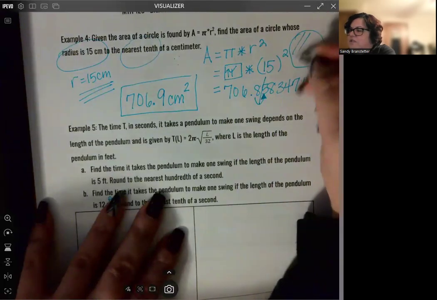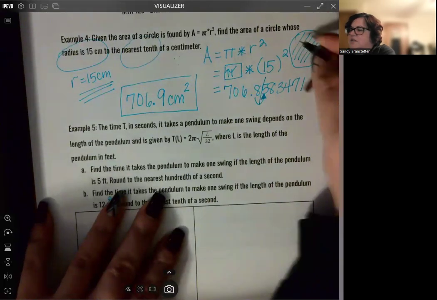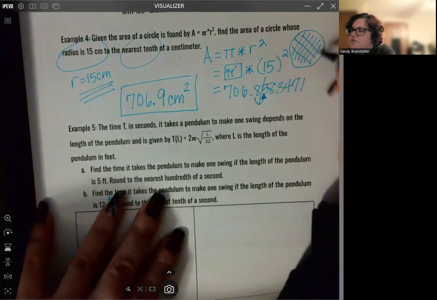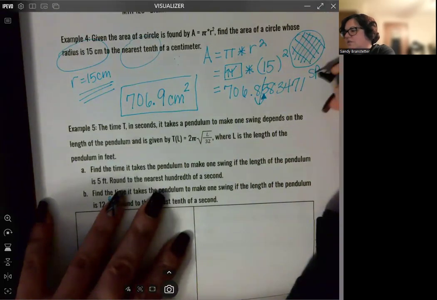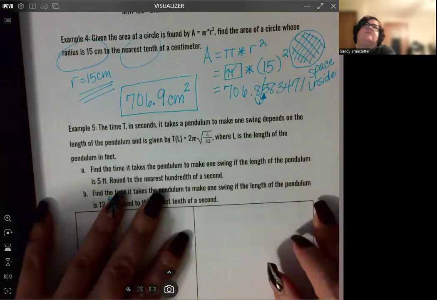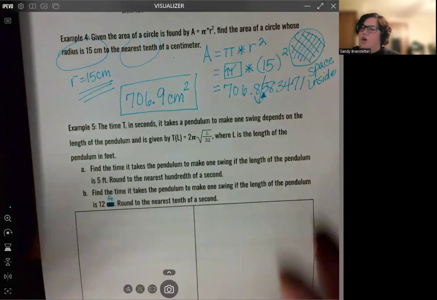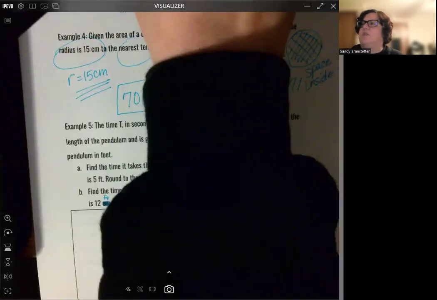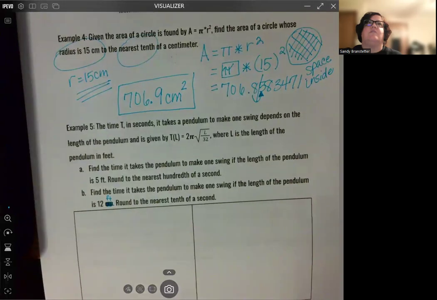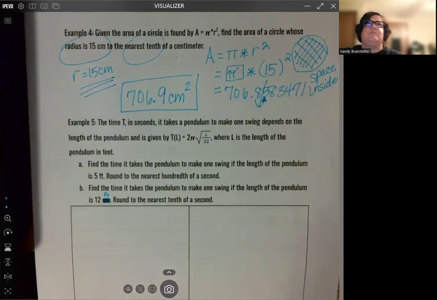Area represents the amount of space inside the circle. And we're going to be doing area of lots of different shapes over the course of our time together. So area will always mean the space inside.